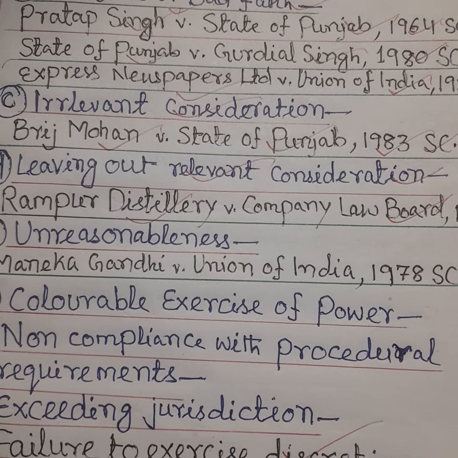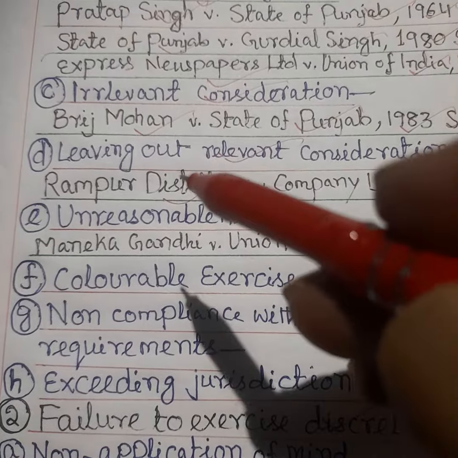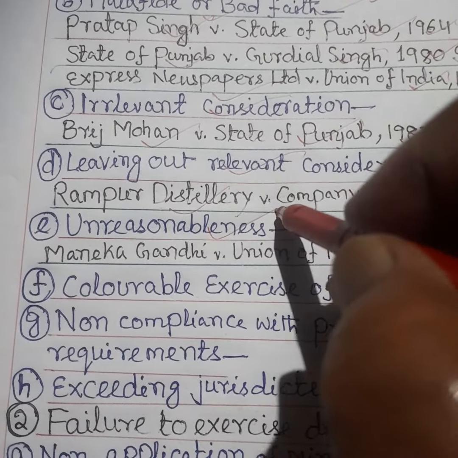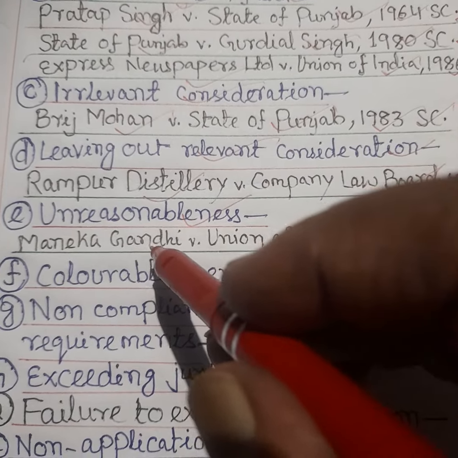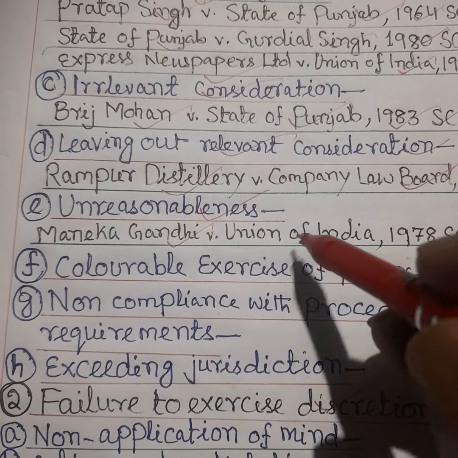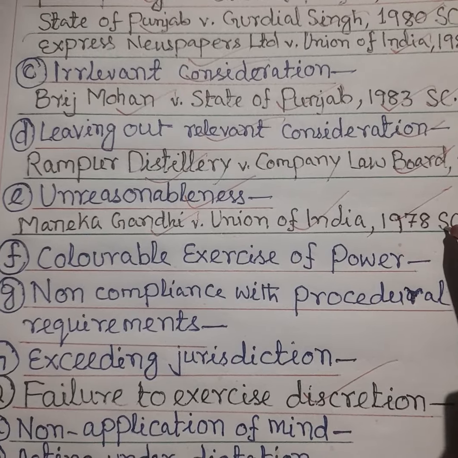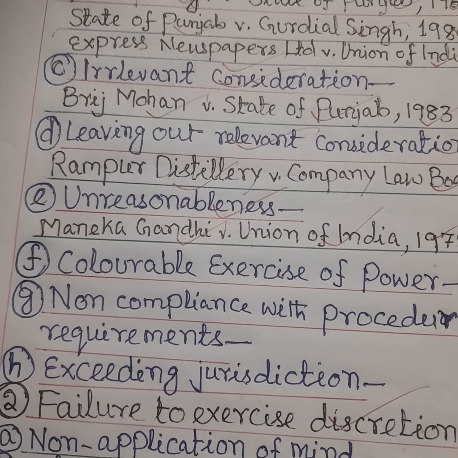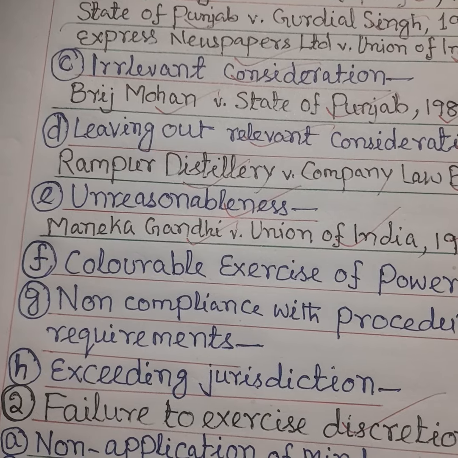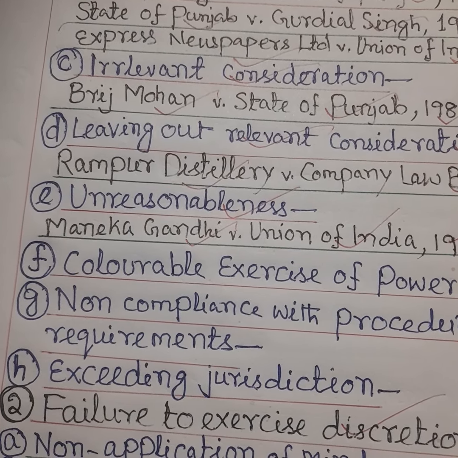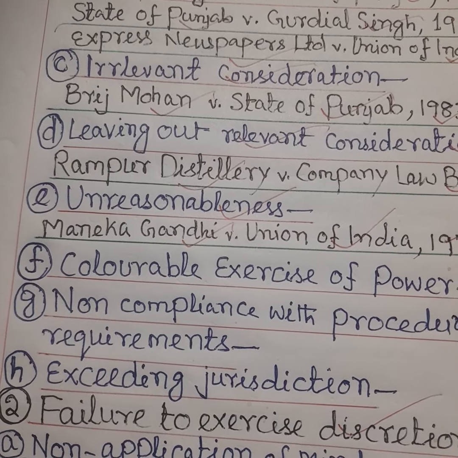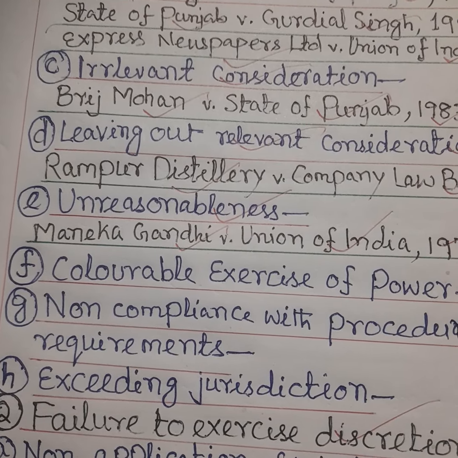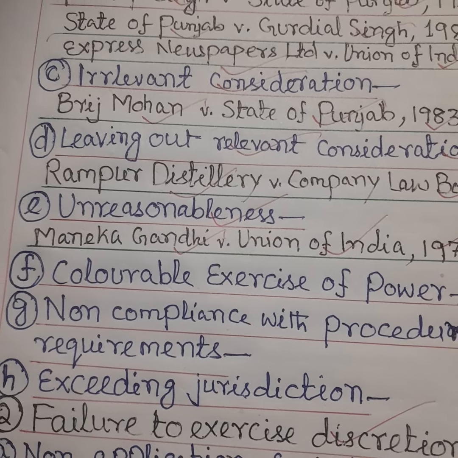So also, in another case, the next ground under which it would be considered abuse of discretionary power is unreasonableness, and in connection to that, we will discuss the leading case Maneka Gandhi versus Union of India in 1978. The Supreme Court held that discretionary power is required to be exercised by the authority reasonably. If it is exercised unreasonably, it will be declared invalid by the court. Every authority is required to exercise its power reasonably.